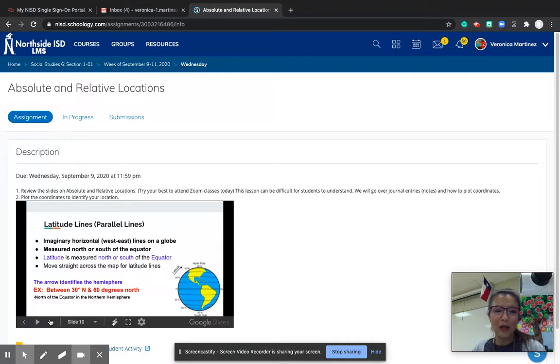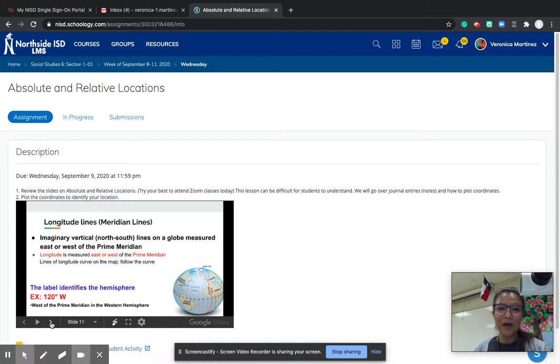So latitude runs east and west, side to side. Okay, this is how the lines go. But when you measure, you're measuring the opposite direction. Okay, and this is where the confusion comes. So I would say latitude, flip it. Latitude, flip it. And we'll talk more about that during Zoom.